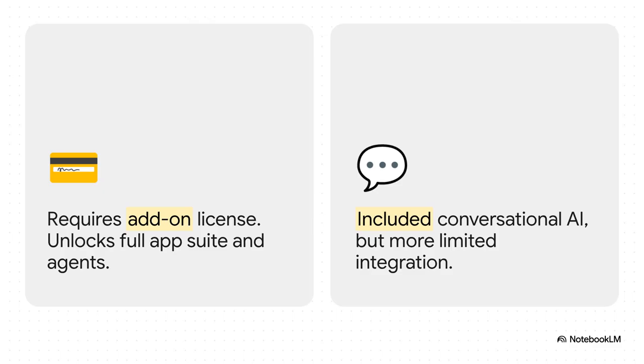Contrast that with Copilot Chat, which is a lighter experience that is actually included in your base license. Copilot Chat gives you conversational AI that can safely access your organizational data, but it does not deeply integrate into your Office apps, and it doesn't offer those advanced agents. Also, keep in mind, the M365 add-on is a per-user subscription, not a pay-as-you-go Azure consumption plan.